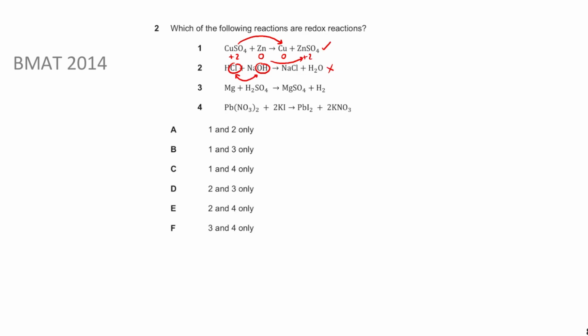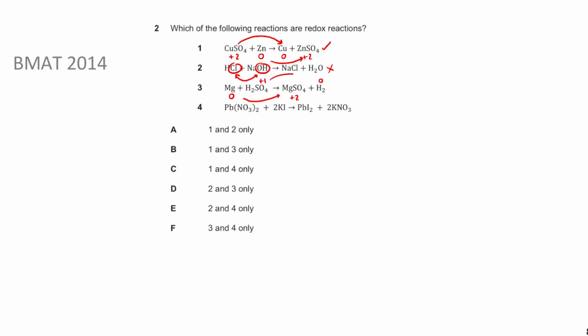Number 3, let's look at that. So magnesium is going from 0 over here to +2 over here. So that's clearly going to be an oxidation. And hydrogen is going from, in H2SO4, remember SO4 is 2-, so each H has to be +1 to make it overall neutral, to 0 over there.